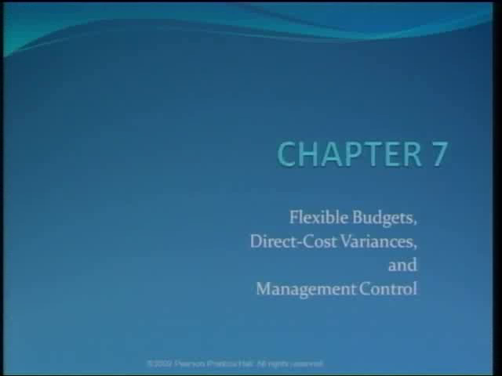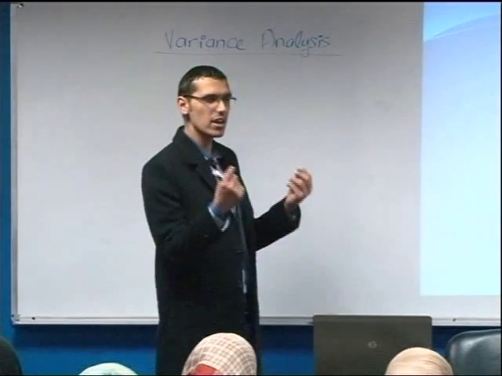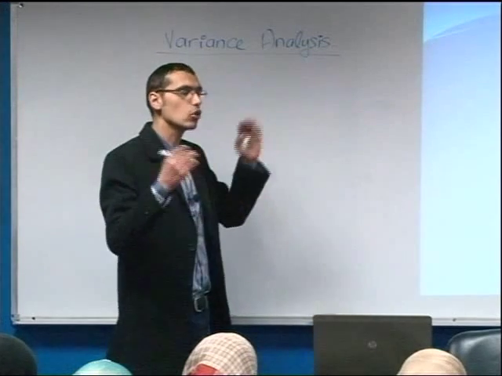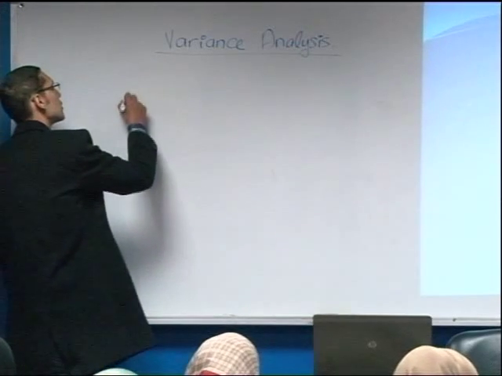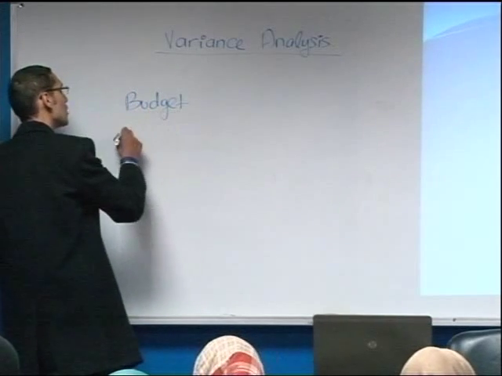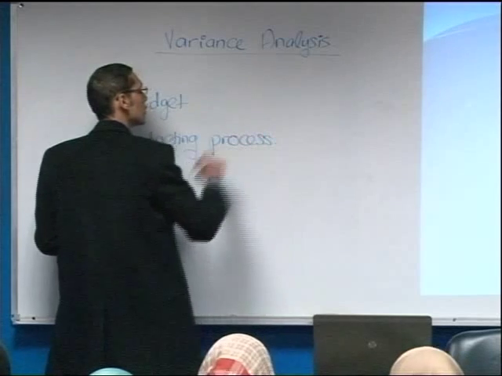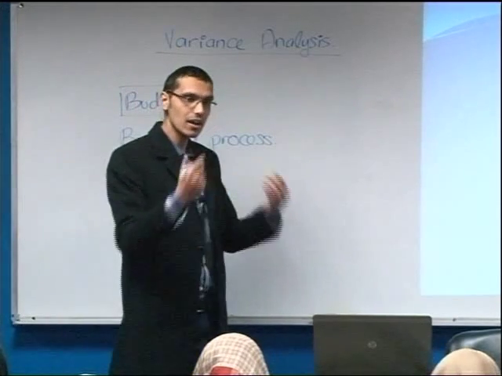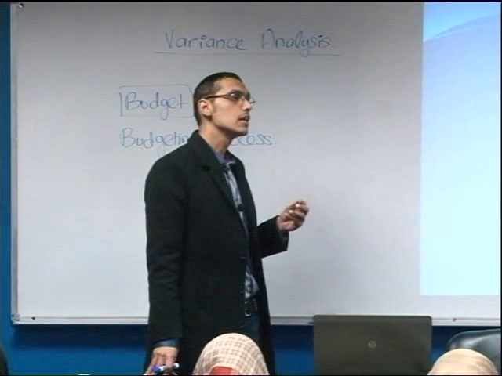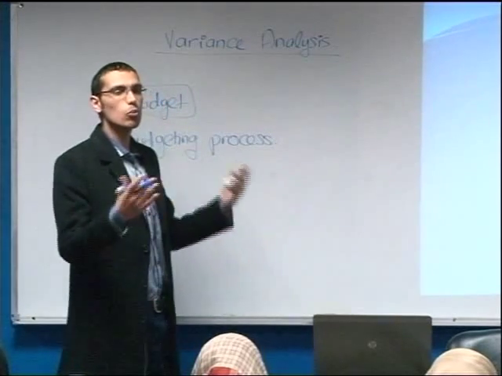Of course, we will start with chapter number 7, flexible budgets, direct cost variances, and management control. But before discussing this topic, we need to understand a very important tool in order to understand what we mean by variance analysis. Of course, you might have heard the term budget or budgeting process. This is a tool that needs to be implemented in order to have something called variance analysis. So, first of all, what do you think is the meaning of a budget?